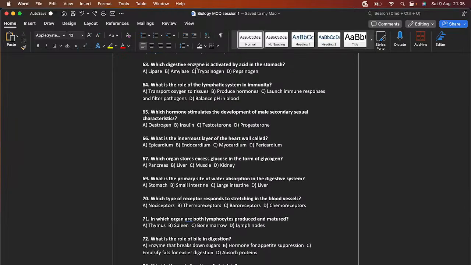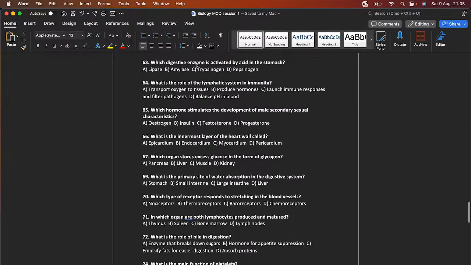Which digestive enzyme is activated by acid in the stomach? Okay, so we have lipase, amylase, trypsinogen, and pepsinogen. So the right answer is pepsinogen. So pepsinogen is converted into pepsin in the stomach.